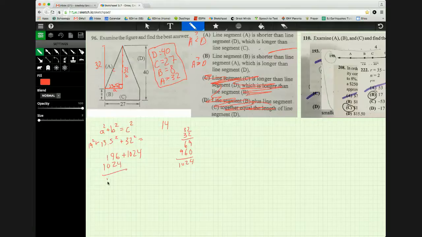1024 and 196 is, whoops, carry the 1, 1220.